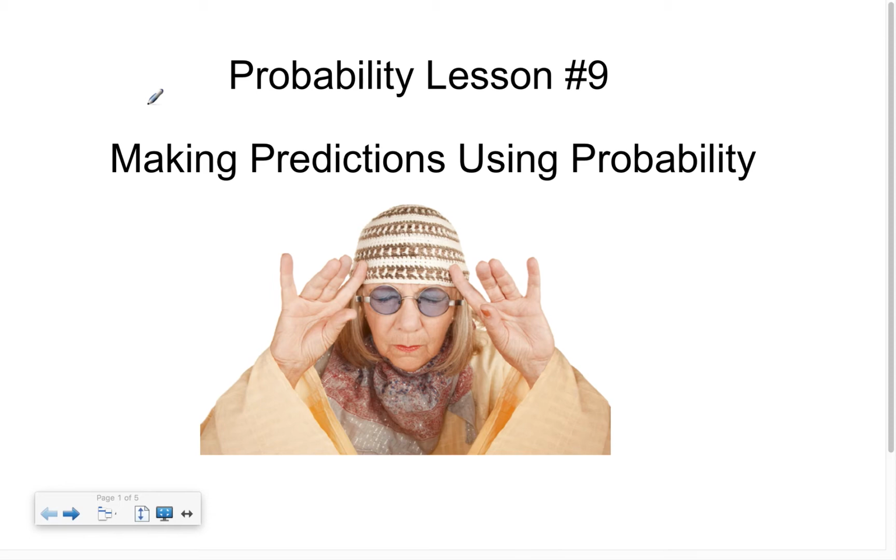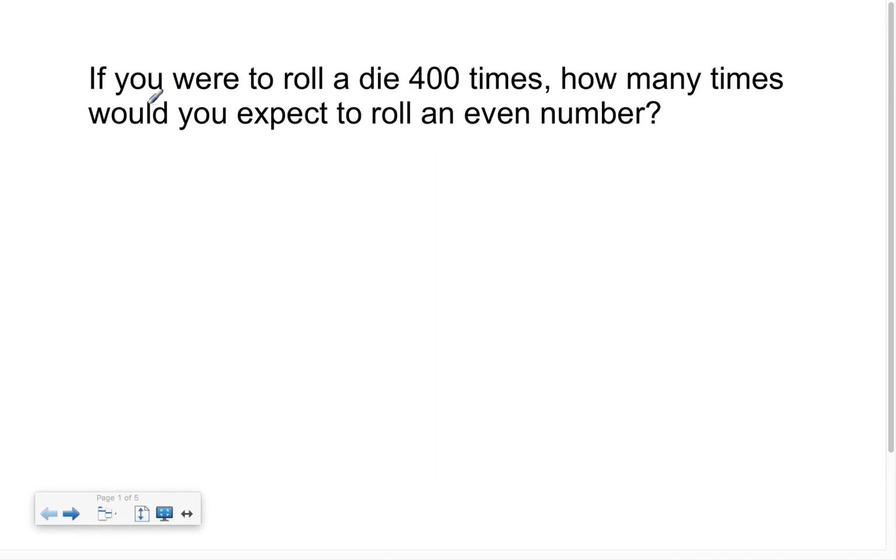So making predictions using probability. We want to use probability to say something about if this were to happen 300 times, what would we expect to happen? So we're going to use probability to make inferences, to make predictions.